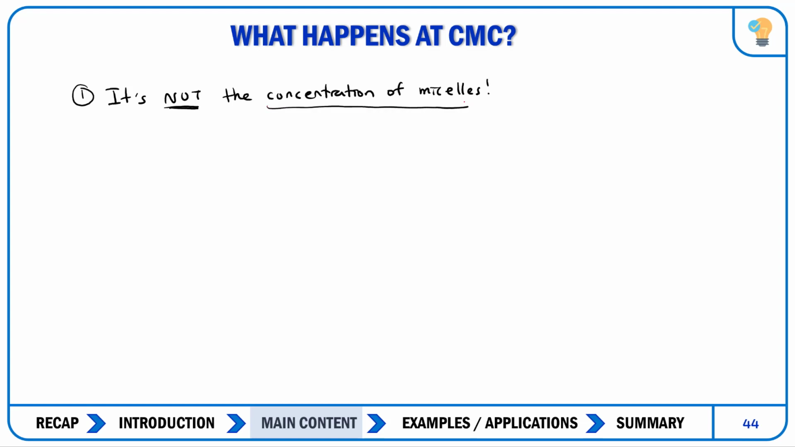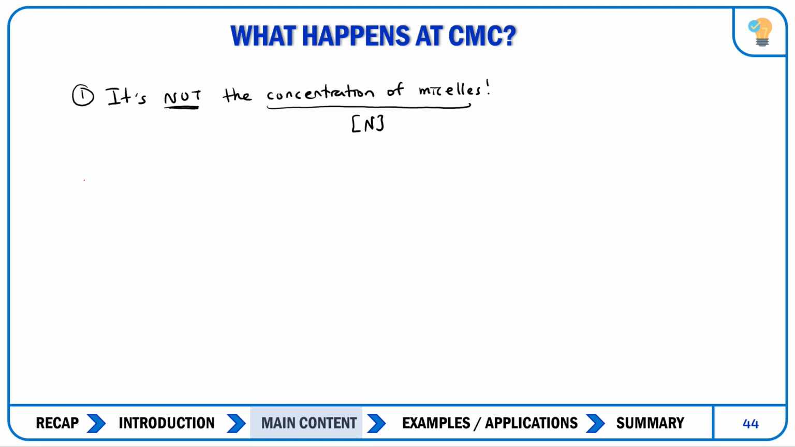So then let's circle back to what happens at the CMC. I just want to go through a few things. At the CMC, it's not the concentration of micelles. So last year, or last time I taught this course, there was a lot of confusion with what CMC actually stood for. It is not going to be the concentration of micelles. This is actually going to be your concentration of n-mer.